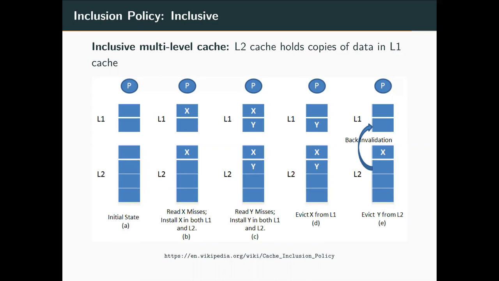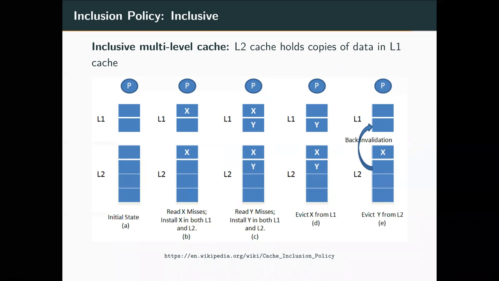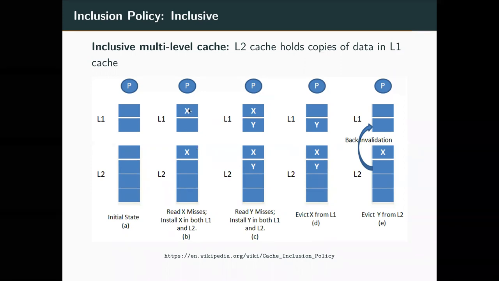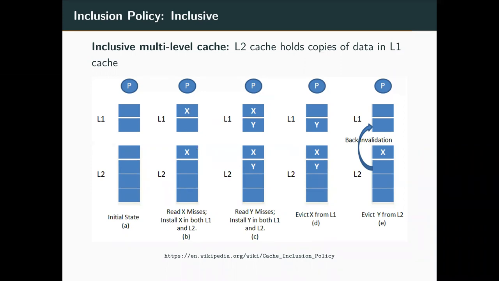There are different policies for inclusion in multi-level cache systems. If we have an inclusive multi-level cache, that means that L2 holds copies of data in the L1 cache. So we have an initial state, we read X, and we pull it into both L2 and L1. We pull it into L2, and then we pull it into L1. Now they both have it.